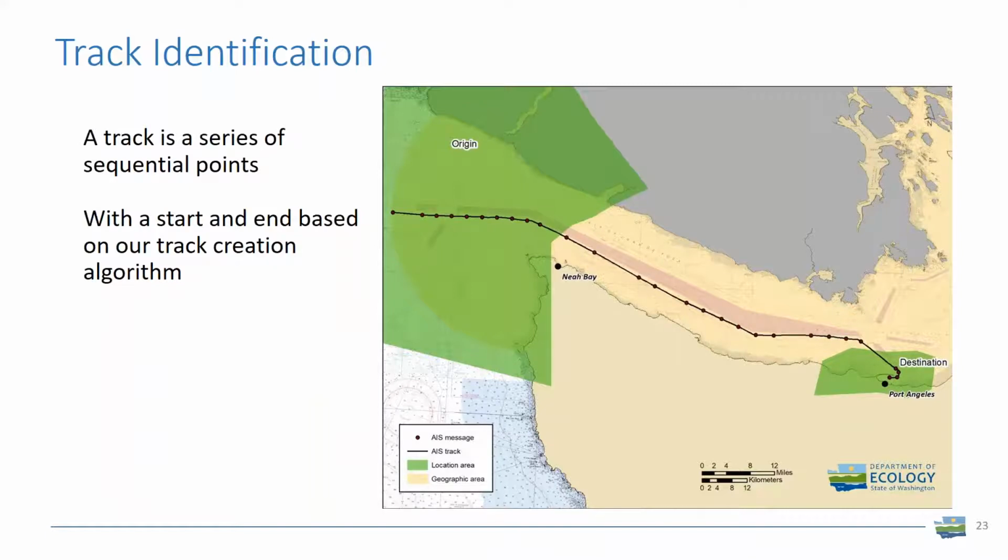To identify tracks within the data, we first need to determine a beginning and end of a series of AIS messages. Vessels don't turn off their AIS transponders upon ending a voyage or arriving at a destination. So we need to address this by defining an algorithmic strategy for identifying starting and ending points in the data.